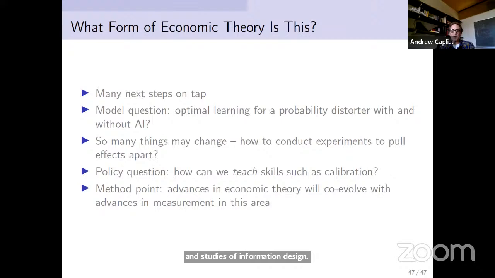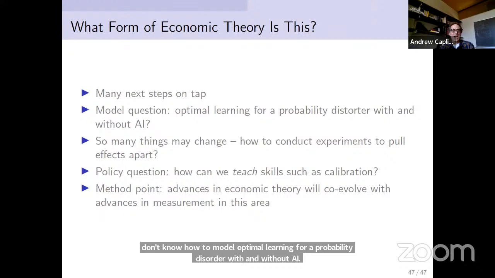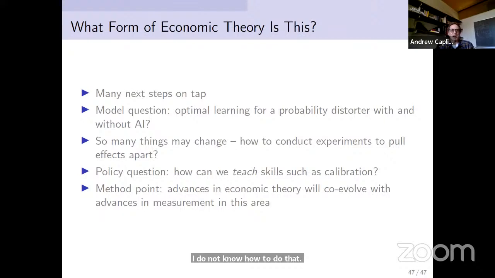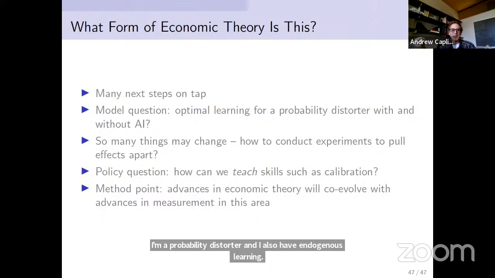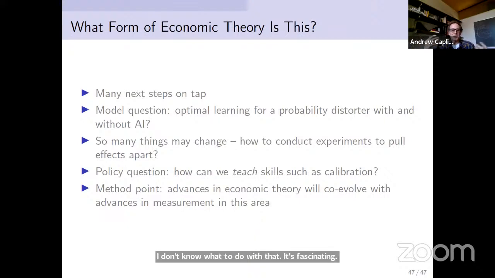A model question. Well, I don't know how to model optimal learning for a probability distorter with and without AI. I do not know how to do that. And I think one of the main reasons that rational inattention comes in, while at the same time we know that people distort probabilities, is the mix is extremely sophisticated. And if you want to think how sophisticated, think, what do I do with an AI that says 0.7 if I'm a probability distorter and I also have endogenous learning? I don't know what to do with that. It's fascinating. How do we conduct experiments to pull the effects apart?